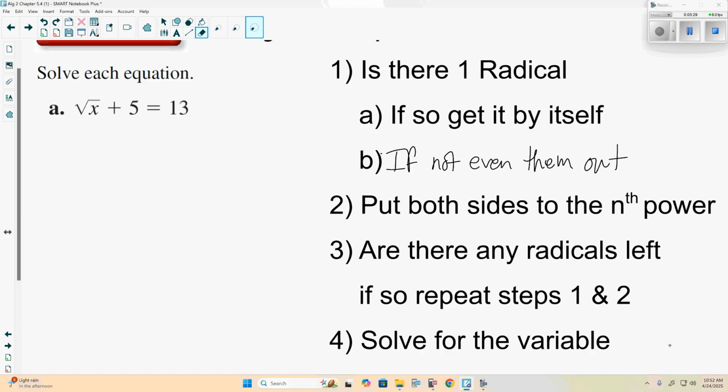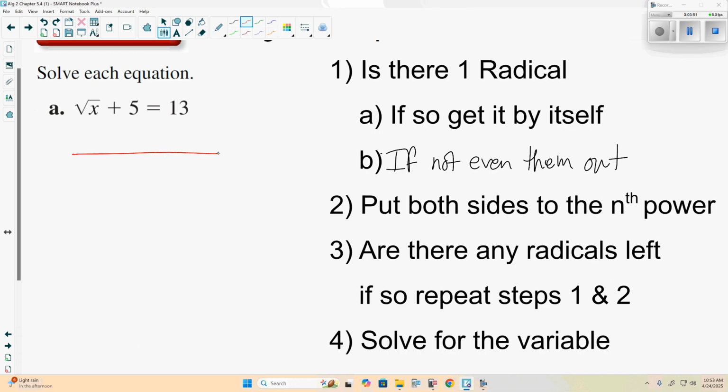And as we look at this first one here, we have the square root of x plus 5 equals 13. First step, is there one radical? Yes, we just have the square root of x. We don't have any other terms with it. And since there's just one, we need to get it by itself. We don't need anything added to it or multiplied in front of it.